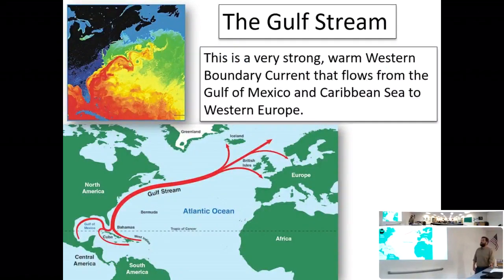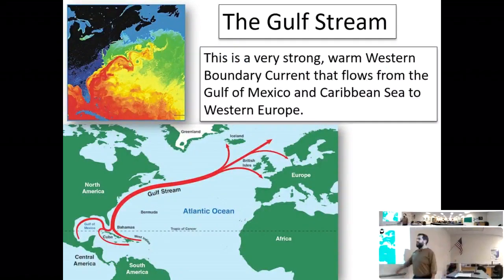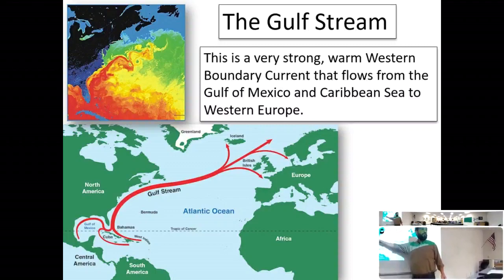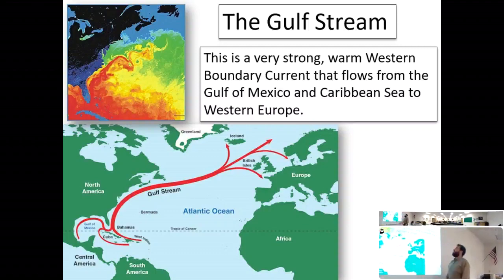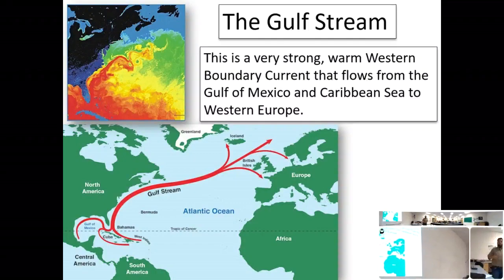The Gulf Stream in particular, like I said, is very important to the history of our country. It makes a beeline from the east coast of our country straight to the British Isles, right? So it's very strong. It's actually one of the strongest currents in the ocean, the Gulf Stream is. It's a warm western boundary current that flows from the Gulf of Mexico to Western Europe.